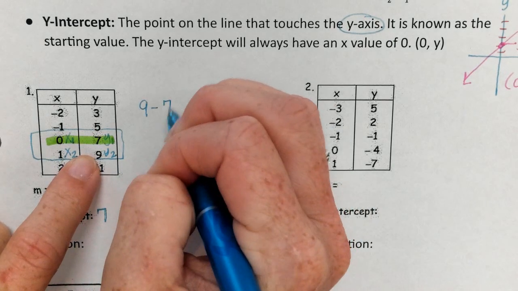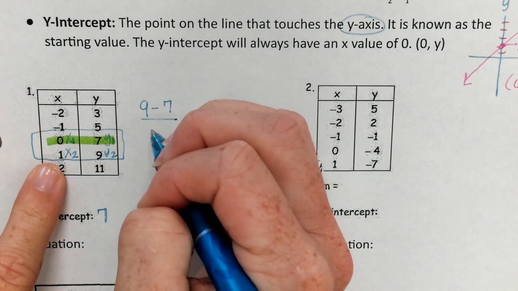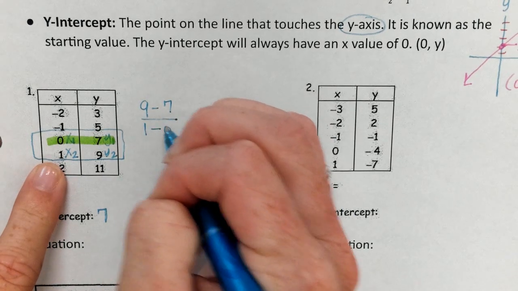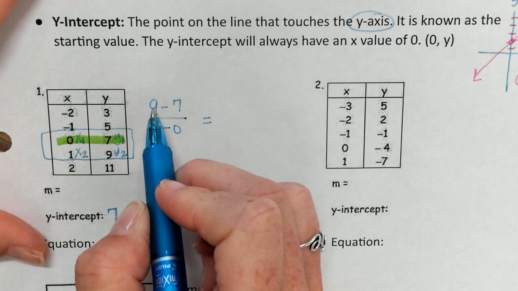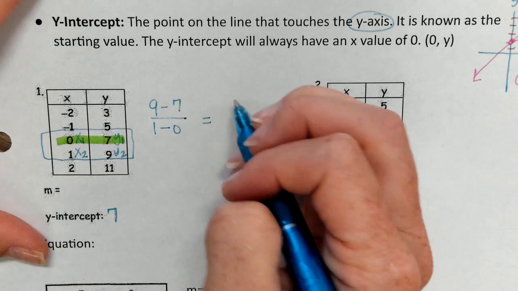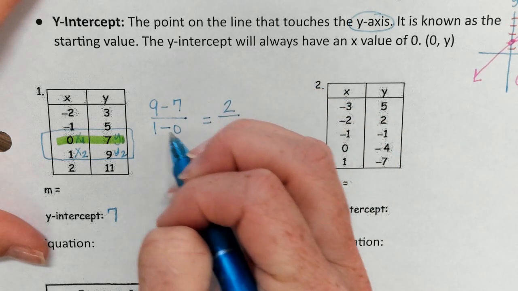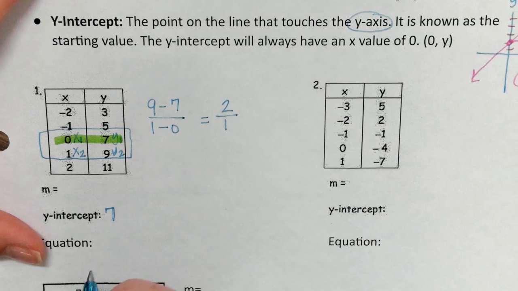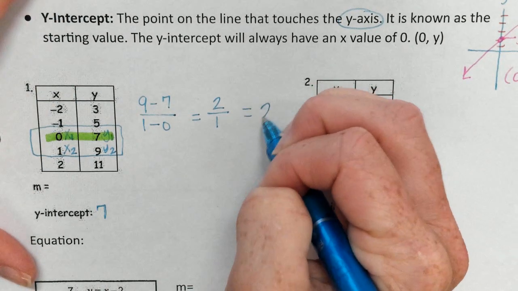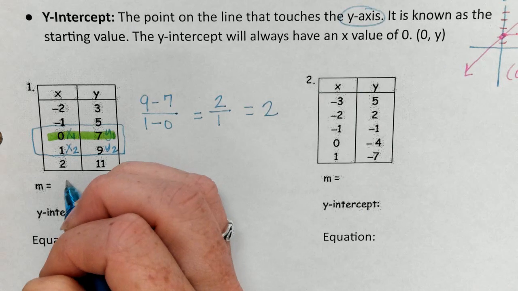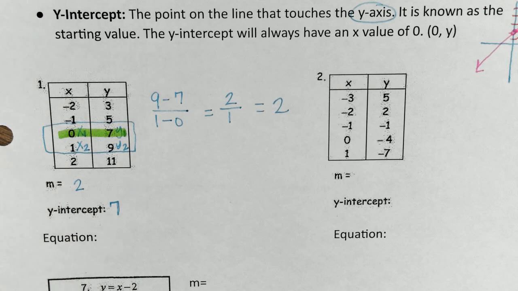9 minus 7 over 1 minus 0. And then I'm going to solve the numerator and the denominator and simplify if I need to. What is 9 minus 7? 2. What is 1 minus 0? 1. What is 2 over 1? 2. So what is the slope? 2. Do y'all have any questions on how we found the slope or the y-intercept?